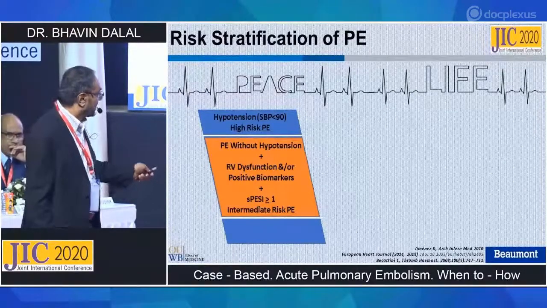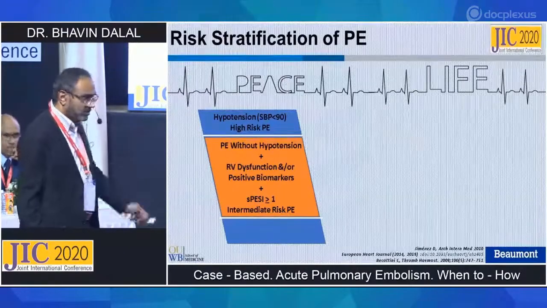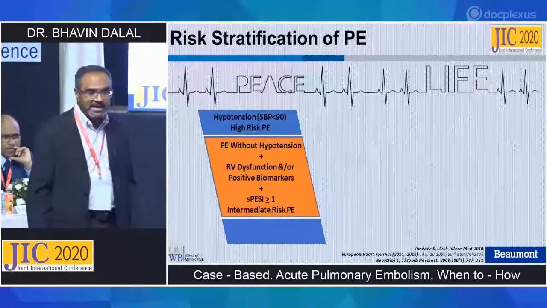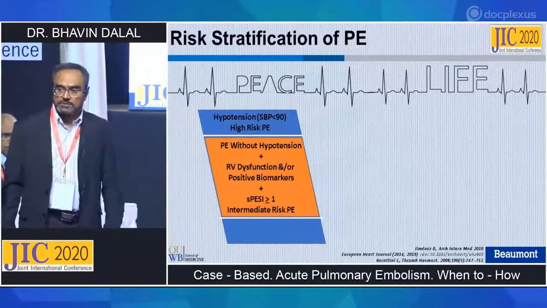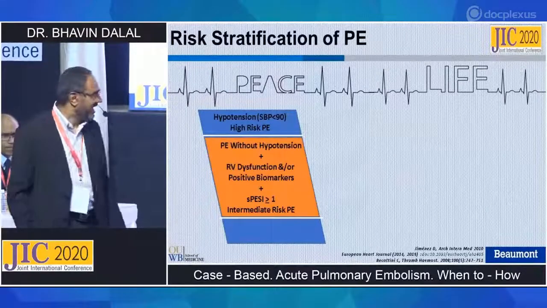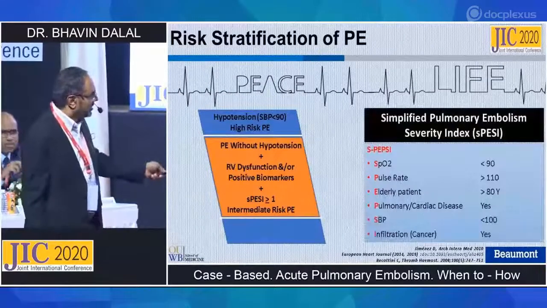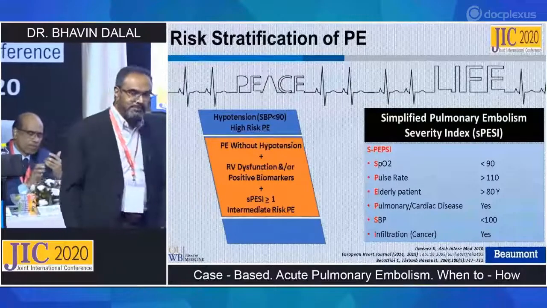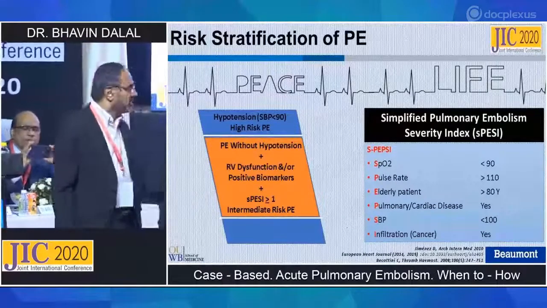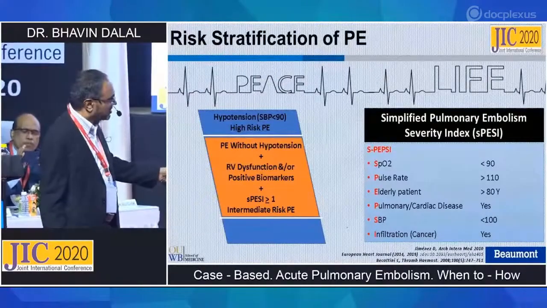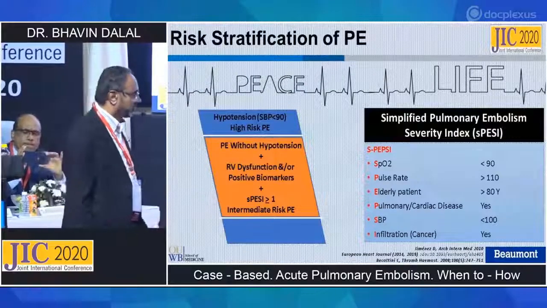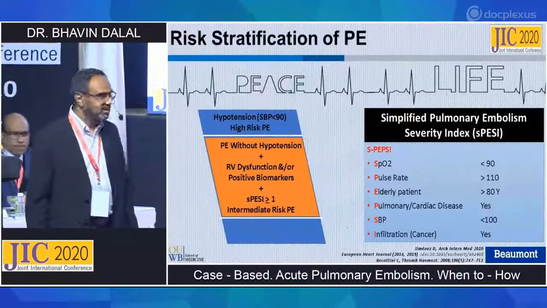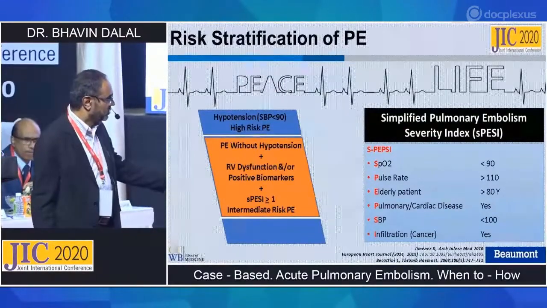So if the patient has RV dysfunction and/or positive biomarkers, we usually try to see the sPESI score, also known as the pulmonary embolism severity index, or the simplified version, which you can remember by the mnemonic sPESI. It covers SpO2, pulse rate, elderly patient, pulmonary or cardiac disease, systolic blood pressure, and infiltrative disease or cancer. You get 1 point for each of those things.